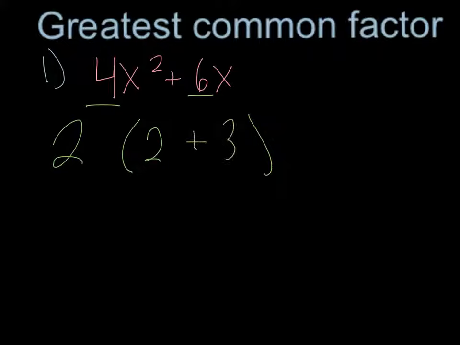Now they each have an x, so you can take out 1x from each one. Since it's squared, you take out 1x, and you'll be left with 1x, because x squared divided by x is x. And then this one doesn't get anything. So that's our answer.